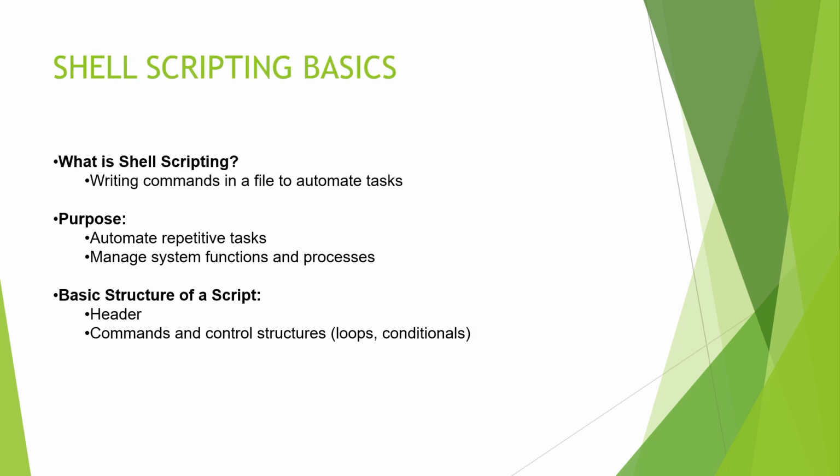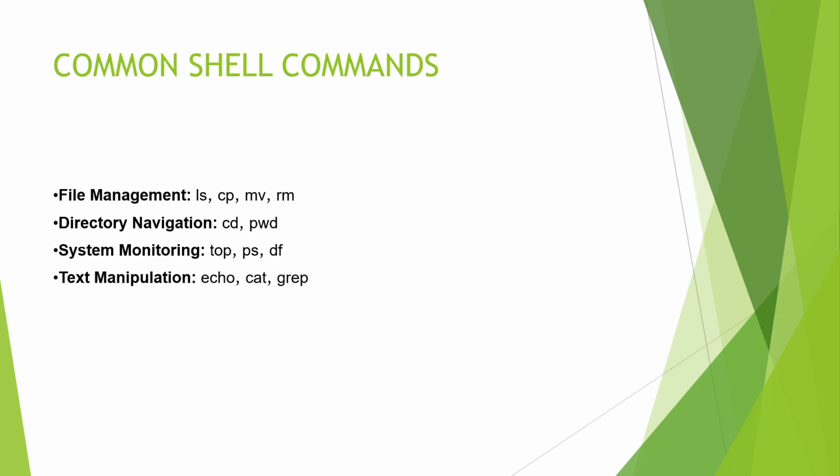Now we talk about shell scripting basics. What is shell scripting? Writing commands in a file to automate tasks. Its purpose is to automate repetitive tasks and manage system functions and processes. And the basic structure of a script is header, commands, and control structures. Examples: loops, conditionals.